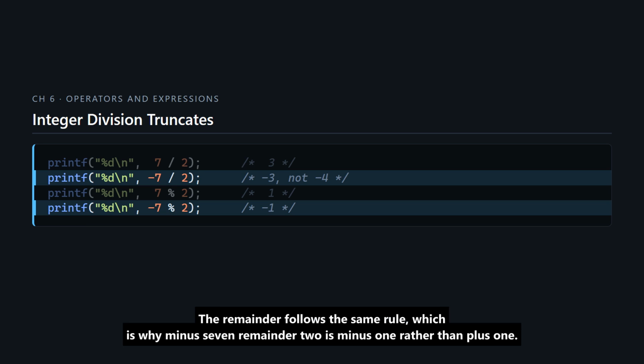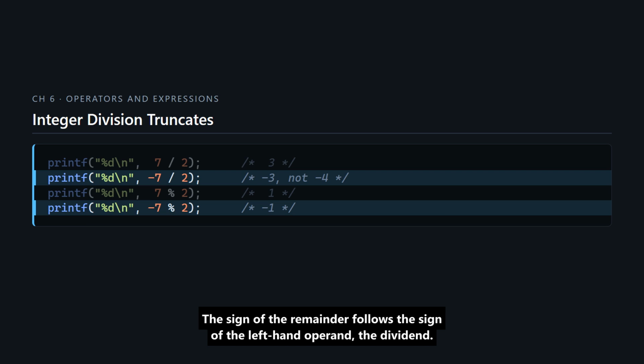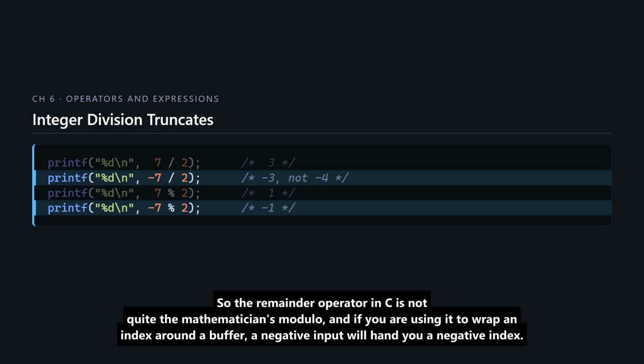The remainder follows the same rule, which is why minus 7 remainder 2 is minus 1 rather than plus 1. The sign of the remainder follows the sign of the left-hand operand, the dividend. So the remainder operator in C is not quite the mathematician's modulo, and if you are using it to wrap an index around a buffer, a negative input will hand you a negative index.